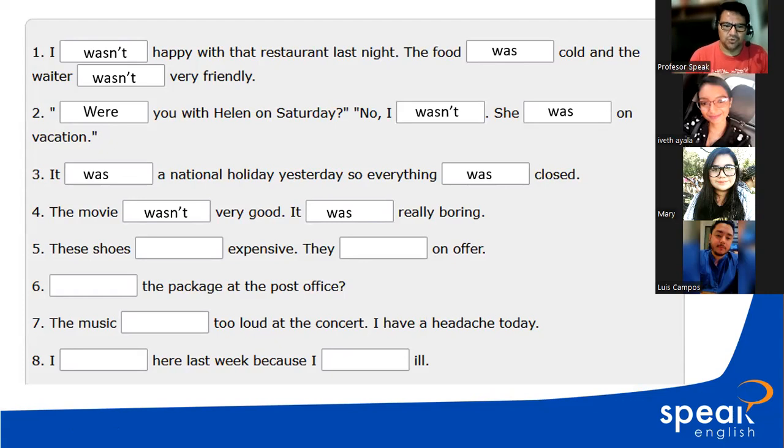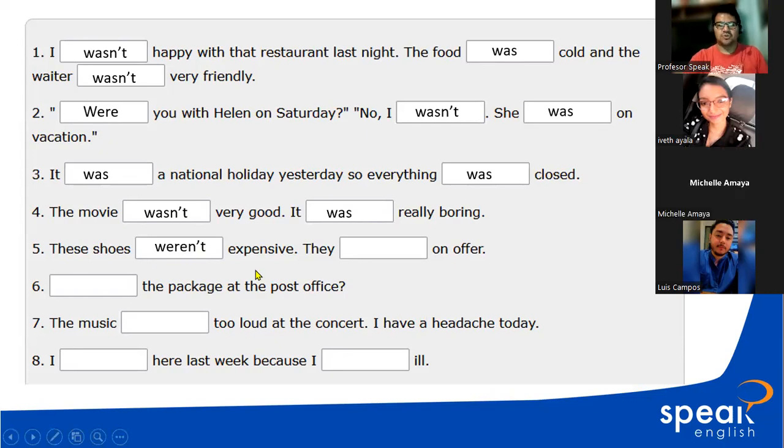Okay. Now, what about number 5? It says, these shoes... Weren't. These shoes weren't expensive. They were on offer. Yes, that's correct. What about 6? Was. Was the package, because it's only one package. What about number 7?